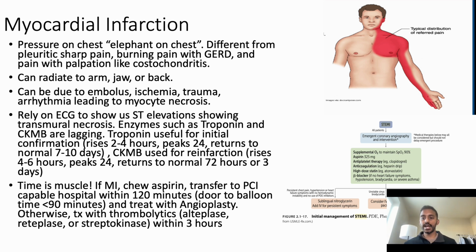Have the patient chew an aspirin, transfer to a PCI capable hospital within 120 minutes. The door to balloon time should be less than 90 minutes, and treat with angioplasty. Otherwise, treat with thrombolytics: alteplase, reteplase, or streptokinase. This could also be treated with CABG, or coronary artery bypass graft.